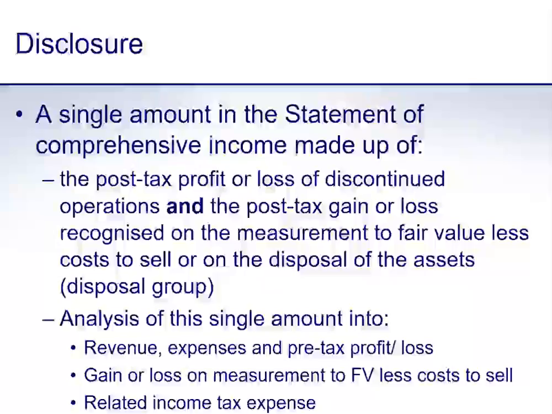And these two numbers, the post-tax profit or loss of discontinued operations and the gains and losses that arise on the point of classification, we need to analyze into what revenue has been generated by that particular discontinued operation, what expenses have been incurred by that particular discontinued operation, what is the pre-tax profit that has been generated or loss that has been incurred, what are the gains and losses that relate to the measurement to fair value less cost to sell related to this particular group of assets, and for each of these two items, the related income tax expense to the extent that we've got one. This must come through in the books, in the disclosures.